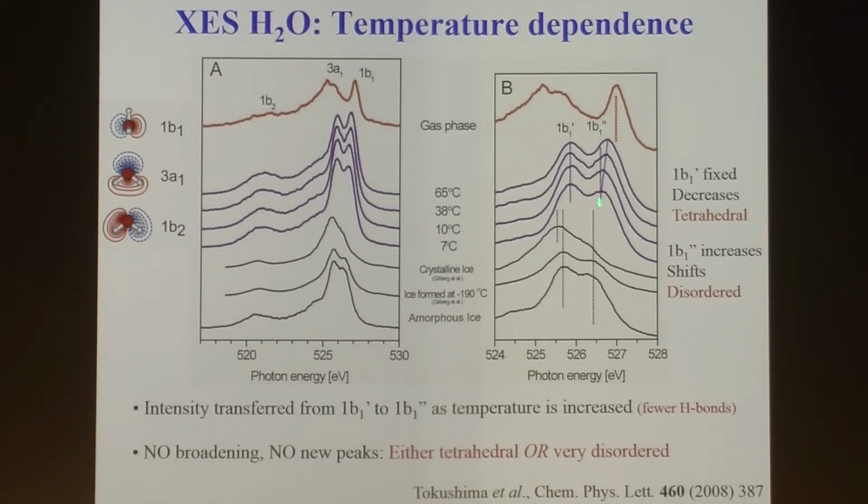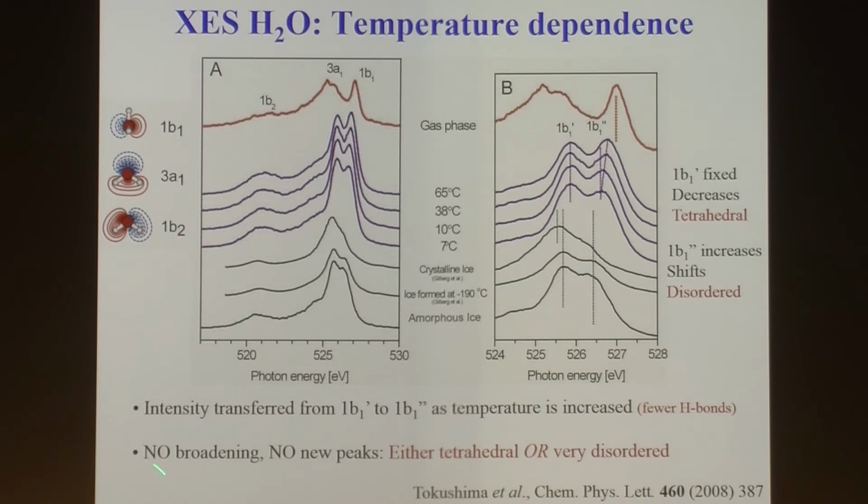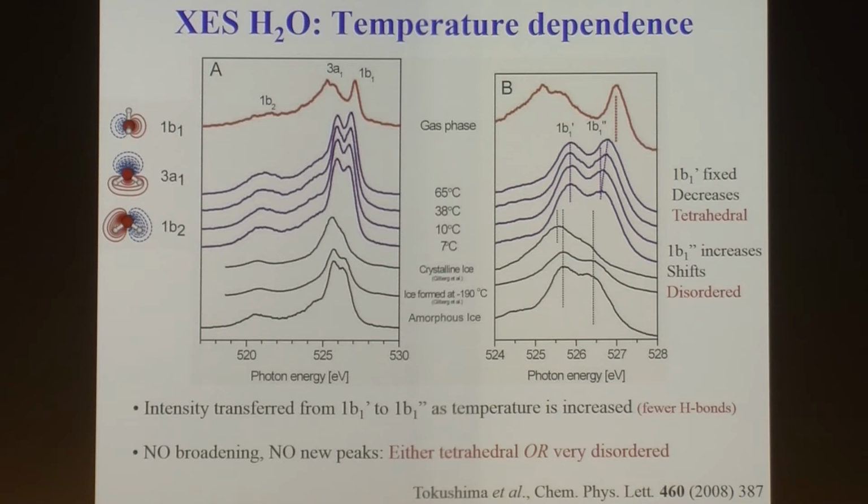And we have another peak which when we heat goes more and more towards the peak in the gas phase. In the gas phase, we don't have hydrogen bonds. So here we have distorted molecules with distorted hydrogen bonding. And when we heat, they get more and more loosely bound, moving towards breaking the hydrogen bonds. But there's no broadening of these when we heat. If we do a simulation of the liquid, and there's no simulation that actually gives the correct structure as we see it, things just broaden with temperature. But here, they remain sharp, and the relative intensity proportions change. So either tetrahedral or very disordered.